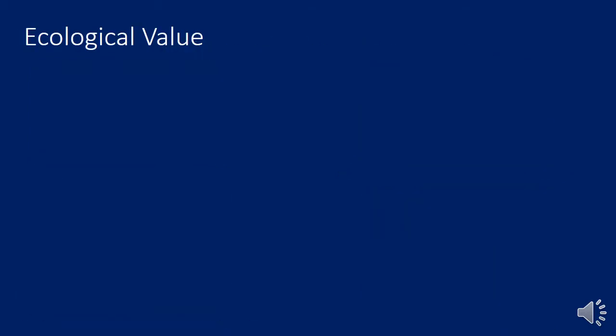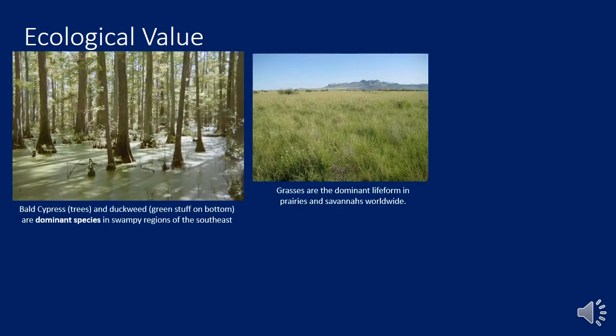There's that. So we can also have ecological values. Bald cypress trees and duckweed, they both dominate swampy regions of the southeast. And so if you're a duck, you might want to eat the duckweed, right? And so there's a lot of things that eat duckweed. A lot of stuff lives in the trees. Cottonmouths are hanging out in the swamp. Alligators are hanging out in the swamp. So these are creating a place for stuff to live.